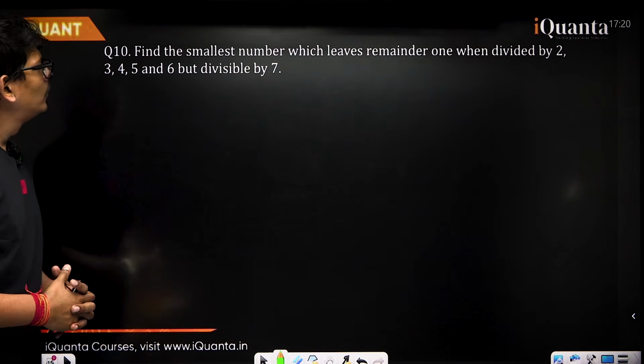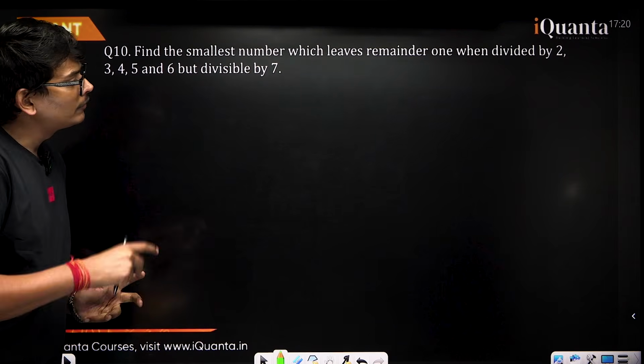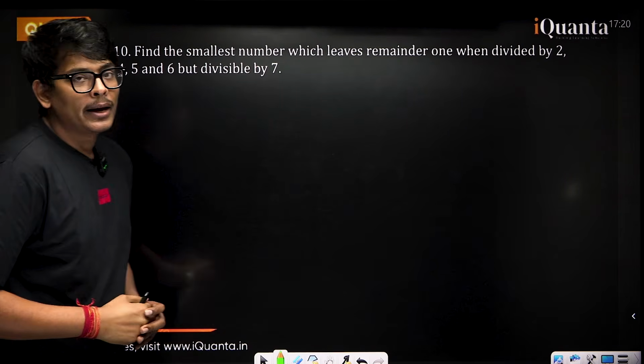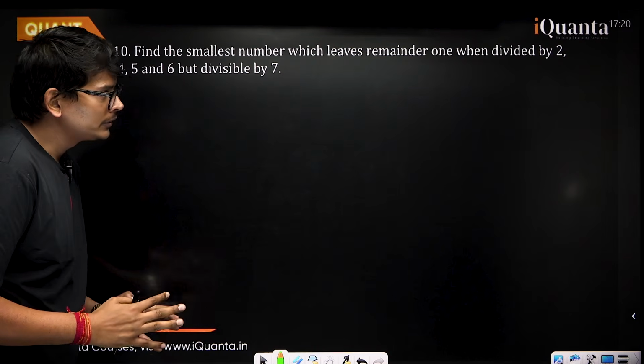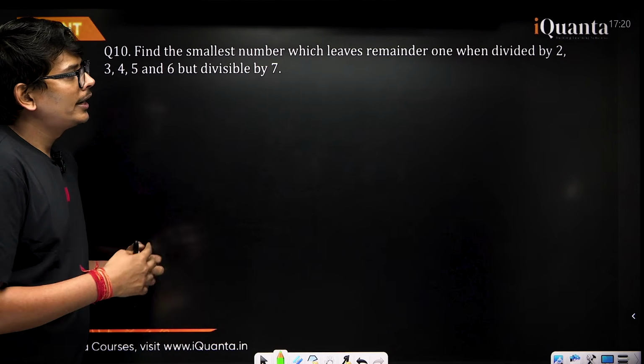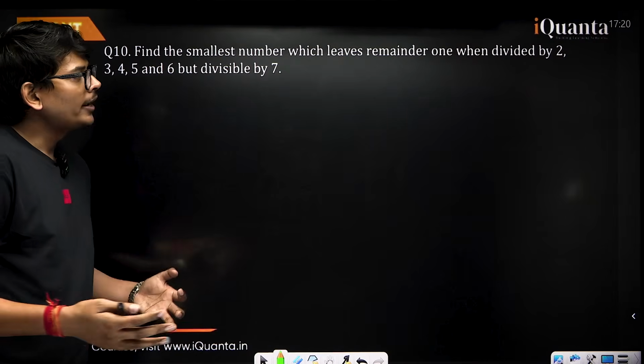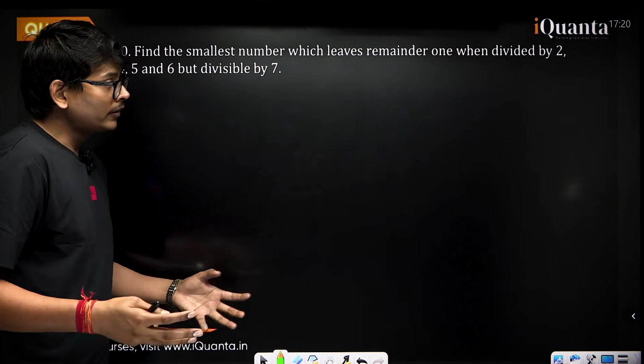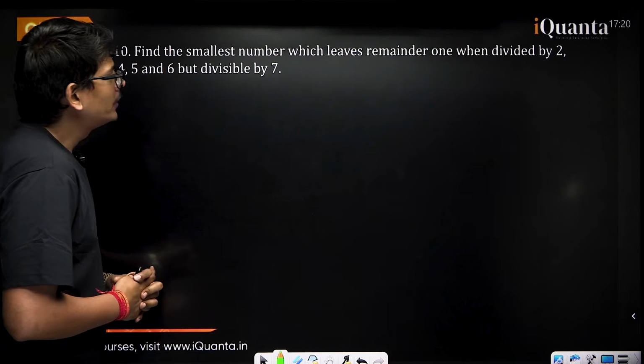Next, find the smallest number which leaves remainder 1 when divided by 2, 3, 4, 5, 6 but is divisible by 7. So it's a very good question. I have seen a lot of students get it wrong. You can also try. You can just pause the video and try to solve this question by yourself, and if you get it right, kindly mention this in the comment section.